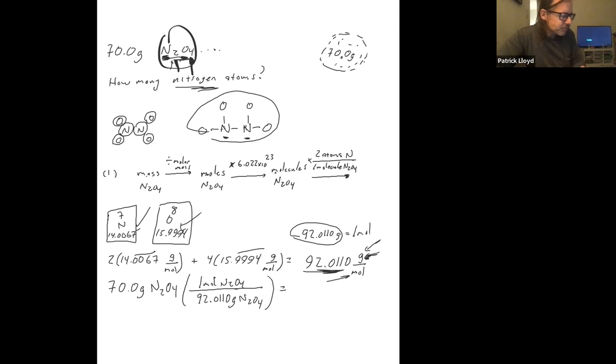Okay. So 92, okay, so now I've got to go here. 70.0 divided by 92.0110. And you get 0. Looks like there's 3 significant digits, but I'm going to do one extra. 0.7608. And what are the units going to be? Grams of N2O4 are gone. You've got moles of N2O4.